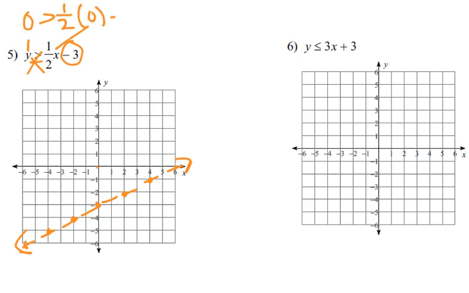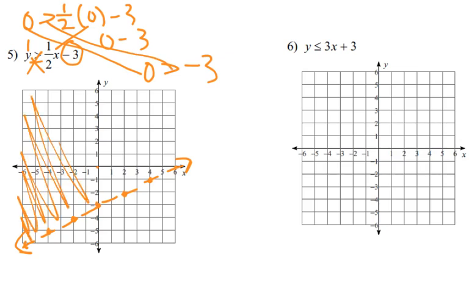0 for y, 0 for x. We know 1/2 times 0 is 0. 0 minus 3 is negative 3. So this 0 comes down, and the inequality comes down. Is 0 greater than negative 3? Yes, it is. So we shade up here.